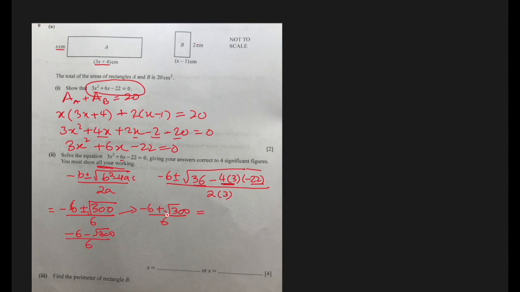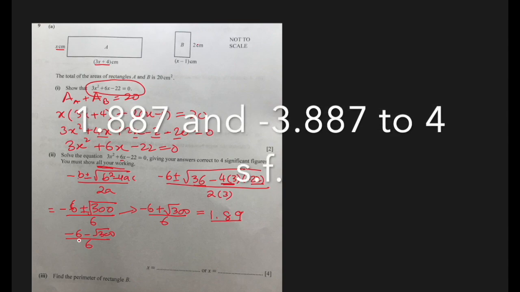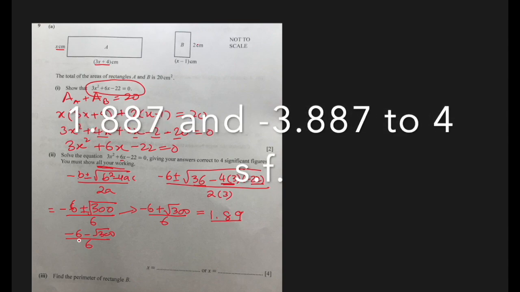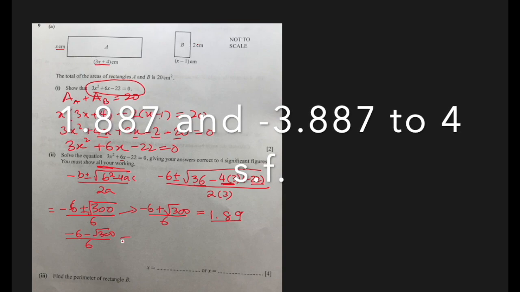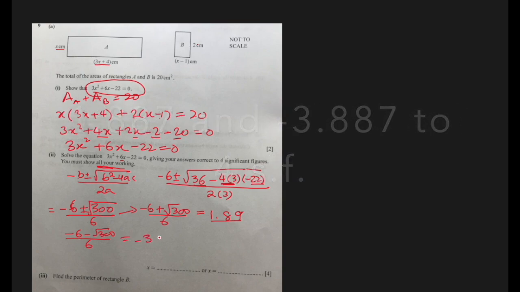When I put this in my calculator, in decimals, I get 1.8868, so 1.887. And when I put this one in, it comes out to be minus 3.887 by similar means. Alright, so we got these two answers. We can write here and here. Find the perimeter of rectangle B.